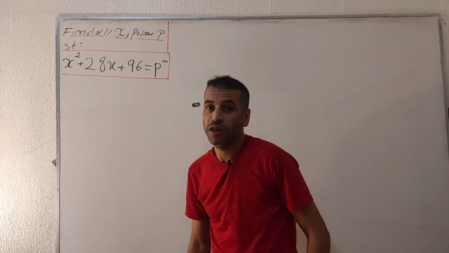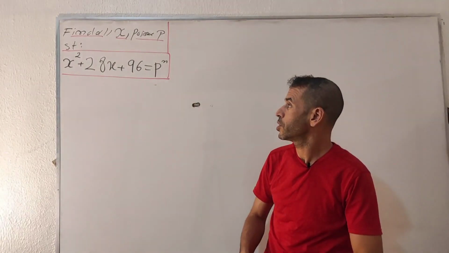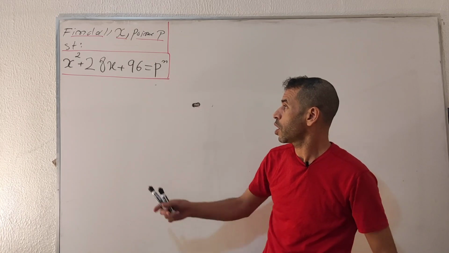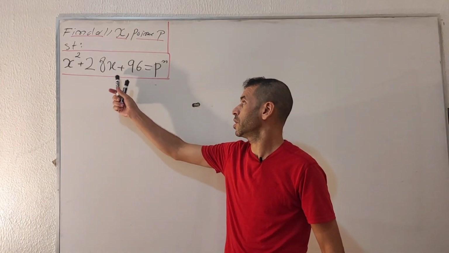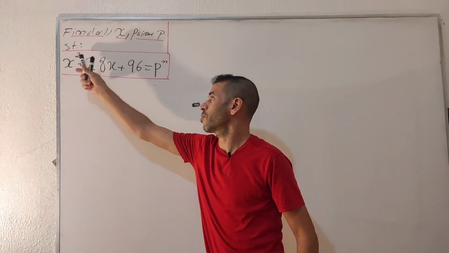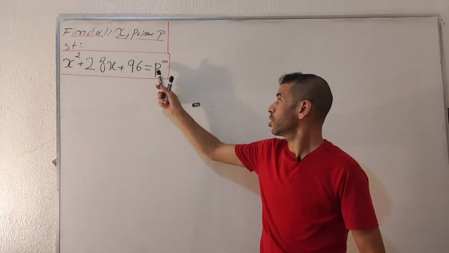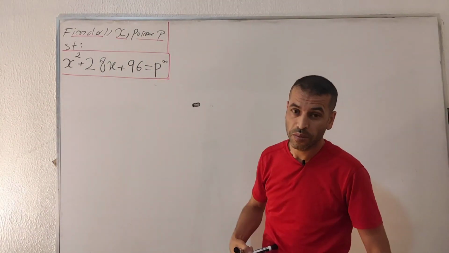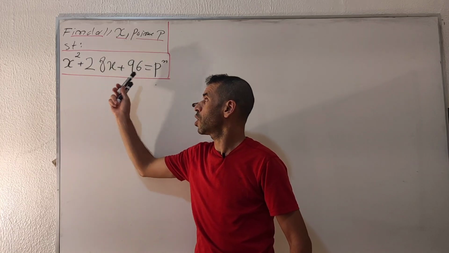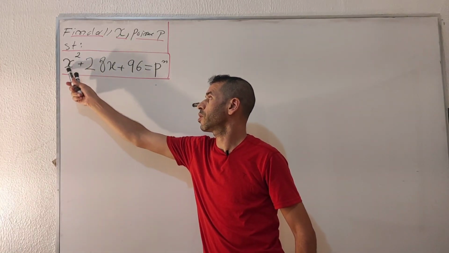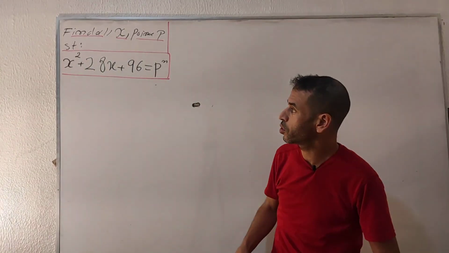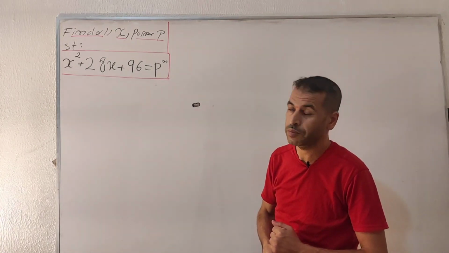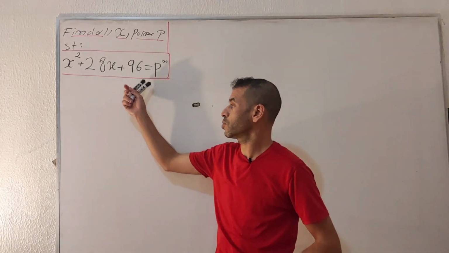So in today's video, here is a nice problem regarding arithmetic and number theory. Here is the following equation. We have x squared plus 28x plus 96 as a quadratic equation equals the power of p, where p is a prime number. Our goal is to find appropriate values of x and p in order to make this equation satisfied. You can give a hand to this problem prior to the solution.